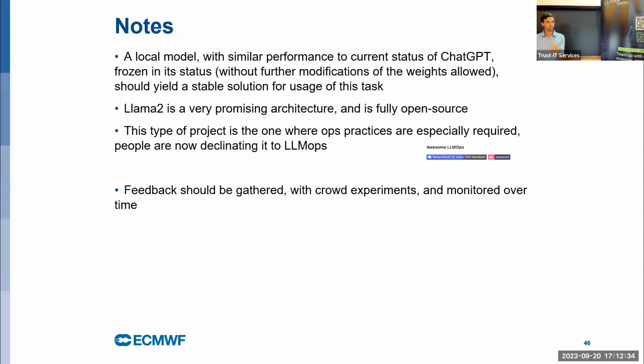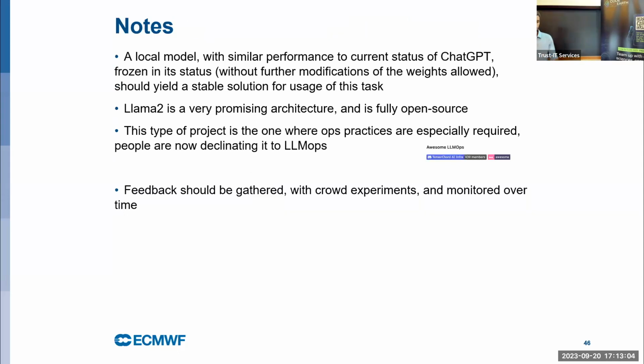So probably having an open source local model, which is trained and eventually frozen in its state, in its weights, would remove part of the dependency from ChatGPT itself. We tried Llama 2, which is available, as said, in a branch on our repository. It's yielding very good results. It's fully open source and can run also on a laptop to a certain degree.